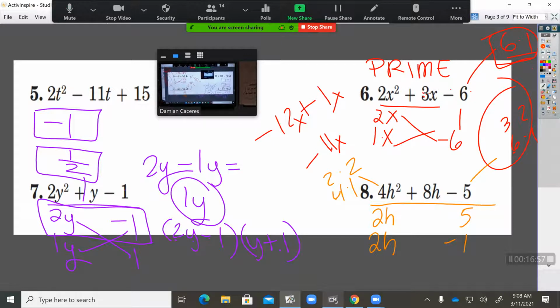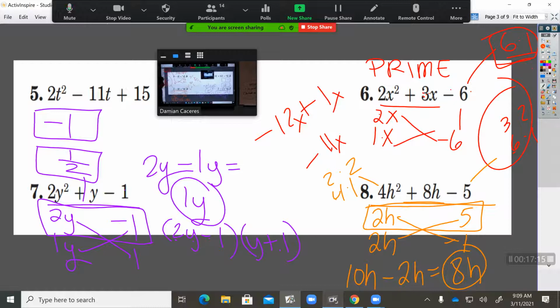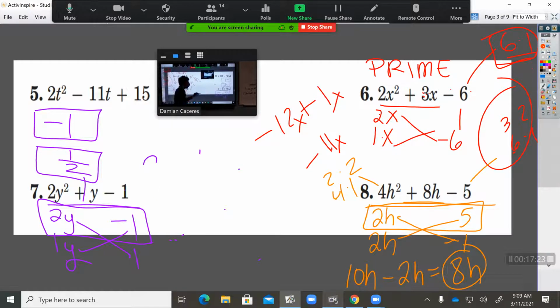Now let's cross multiply. 5 times 2h is 10h. 2h times negative 1 is negative 2h. 10 minus 2 is positive 8h. We have the correct middle number. So now one binomial is 2h and a positive 5, and the other one is 2h and a negative 1. Write down the two solutions without doing any work. That's it.